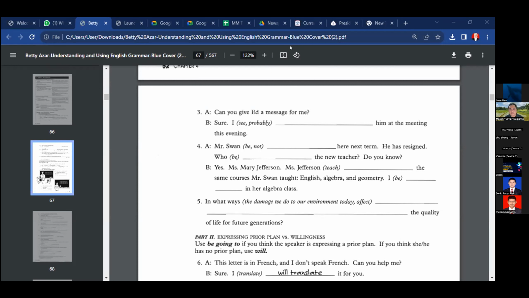Berarti Miss Jefferson is going to teach the STEM course, Mr. Hwantao, English, algebra, and geometry.